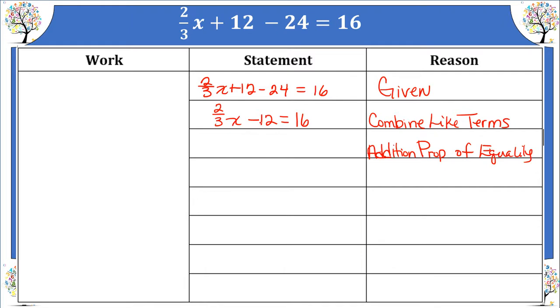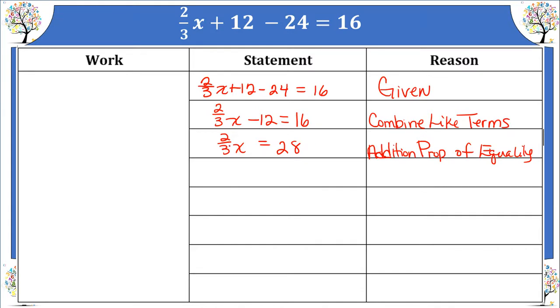Addition because we're adding 12 to the left, making us have a 0 constant here. And then we're adding to the right, which is going to give us a 28. And the equality part is because I did it to the left, I also have to do it to the right. We have to be equal to both sides.